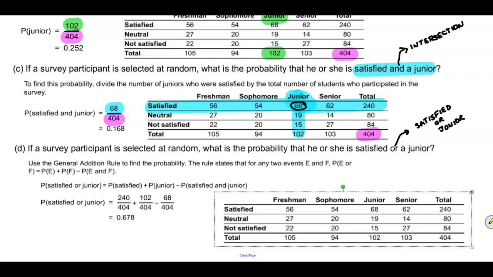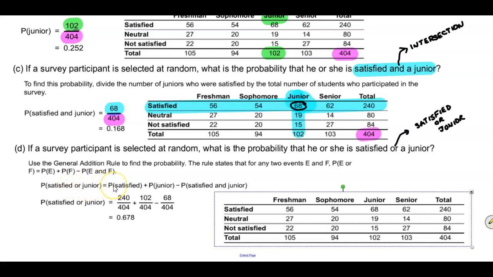So let's take a look at that. We know that for our formula, we need to know that this represents the general addition rule. The rule states that for any two events, E and F, to find the probability of event E or F would be the following rule. So we're trying to find the probability that it's satisfied or junior.